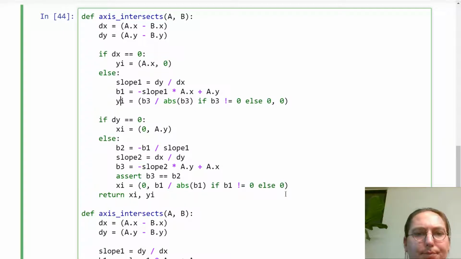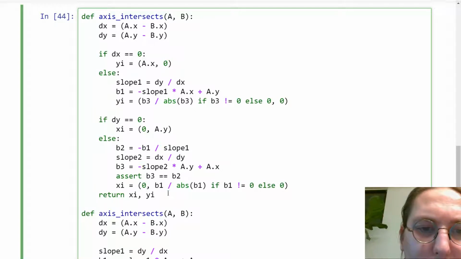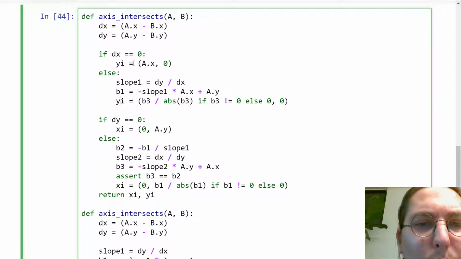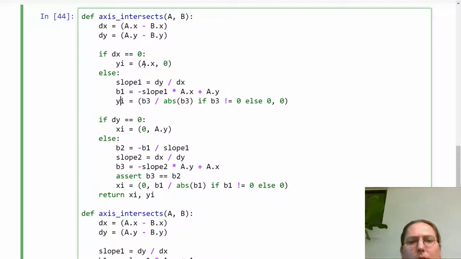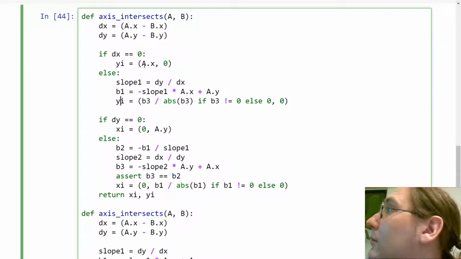No? The second point should be the y. So there is 0. The y-intersect... No, I don't think so. So in the tuple, the first number is the x and the second is the y. Yeah. So the y-intersect should have the y value, not the x, because x will be 0. So this is the value of x and this is the value of y.